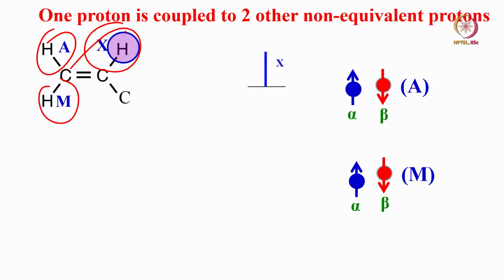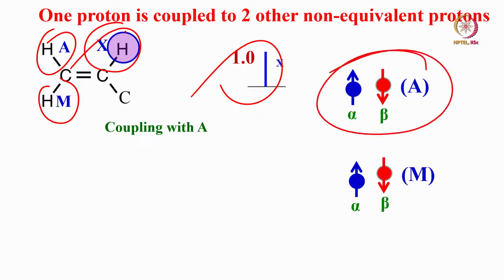Now I bring in the coupling, let us say the intensity is 1 for this. I bring in the coupling of X with A. A can have 2 orientations, alpha and beta. As a consequence, this will become a doublet. Now what is the intensity? 1 will become half, 0.5 and 0.5, and this separation is the interaction strength between A and X, that is JAX, and the intensity is reduced to half.